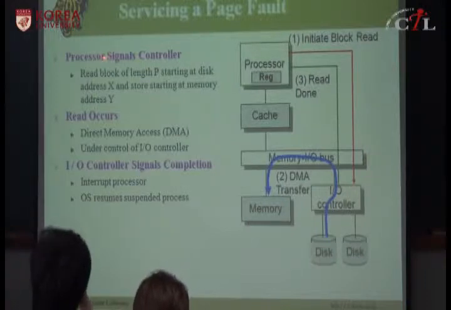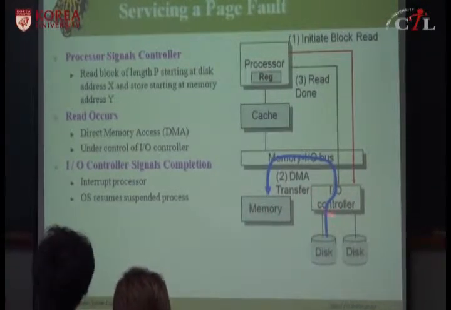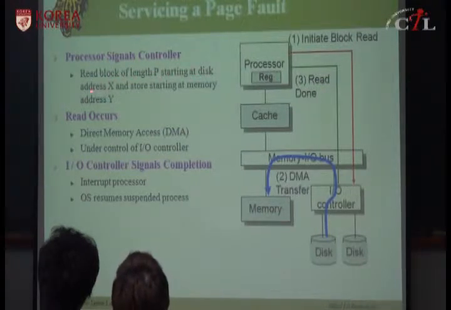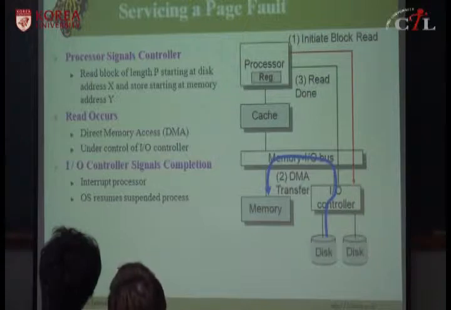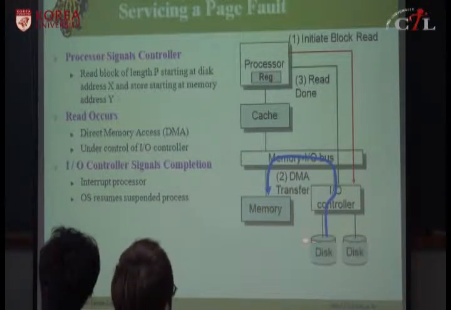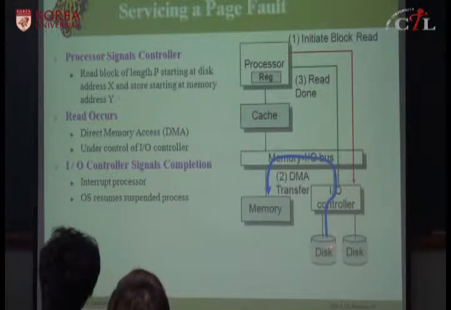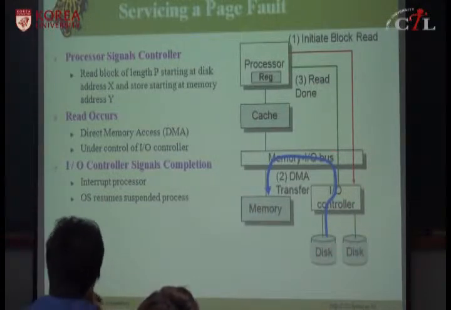So first, the processor signals the I/O controller, and it generates a request: I want to read a block of this size starting at this disk address, and copy this block into main memory at address Y. Okay? And then the disk controller actually has this mechanism called direct memory access. Direct memory access means that without CPU intervention, it can copy a block from the disk drive to main memory by itself.